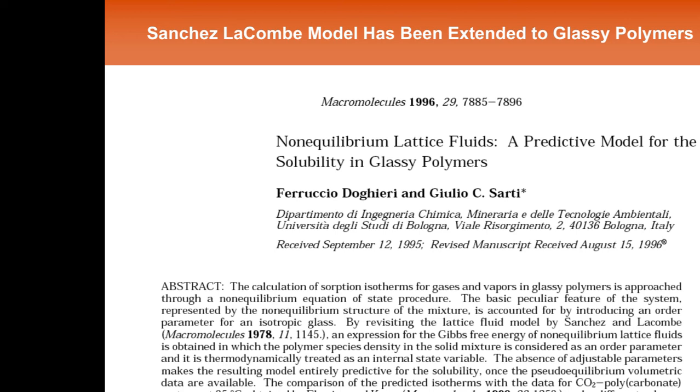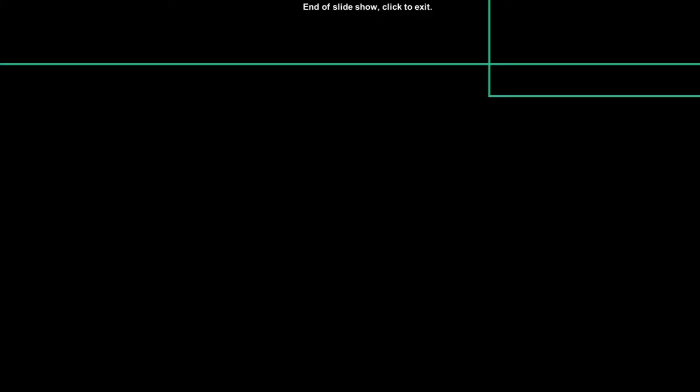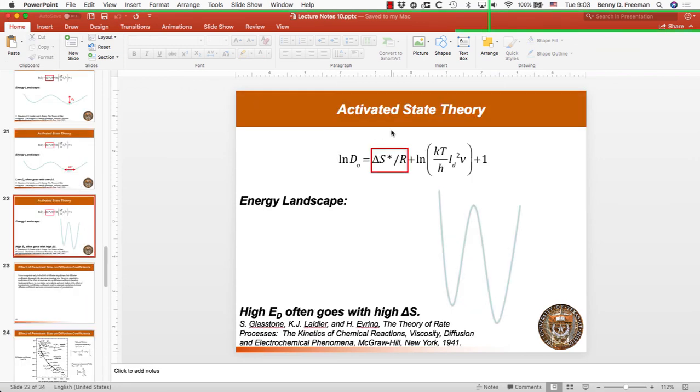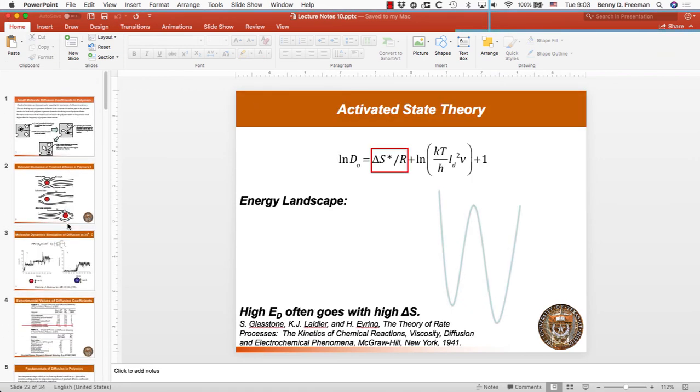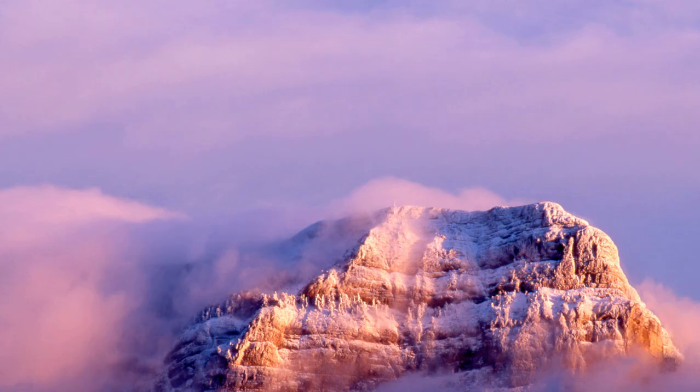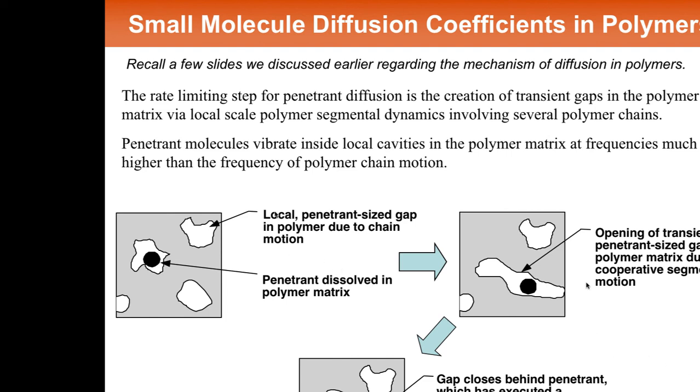And it assumes that the penetrants only sorb into the Henry's law domains. The deviations you can see here will likely reflect the fact that that assumption is not quite 100% true. And with that, we'll end our discussion of solubility, and I'll move on to start a discussion of diffusion coefficients. This is lecture notes 10.